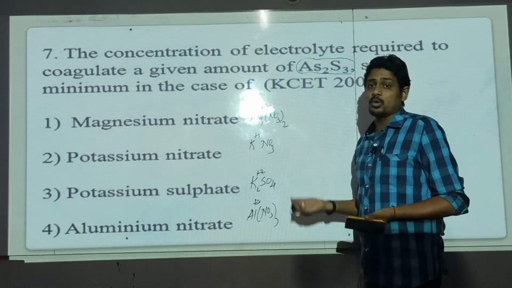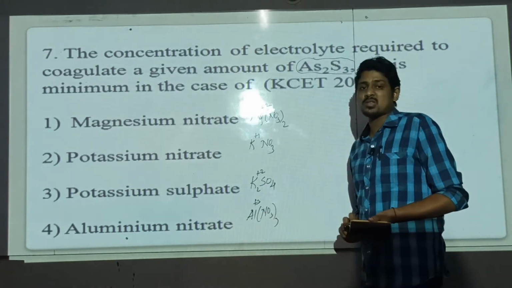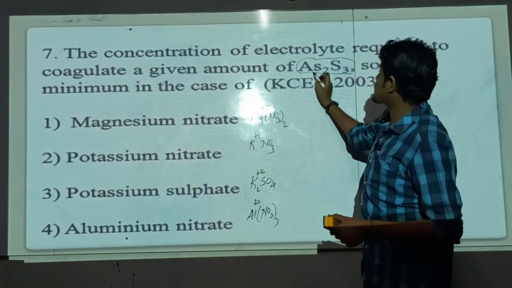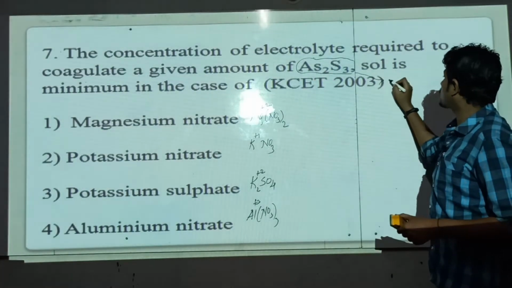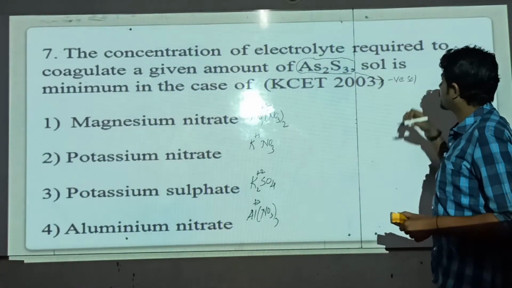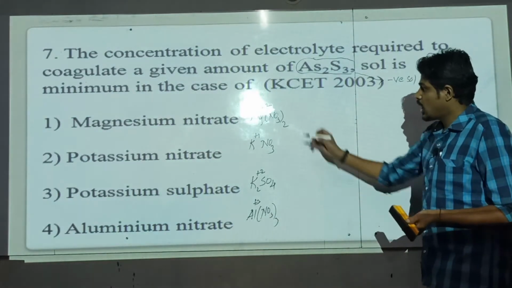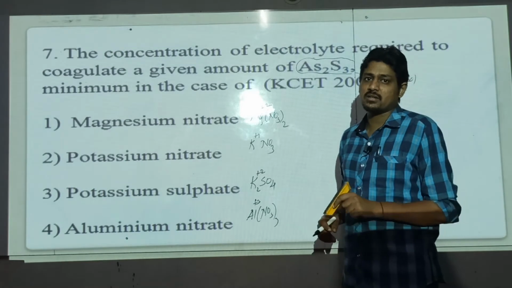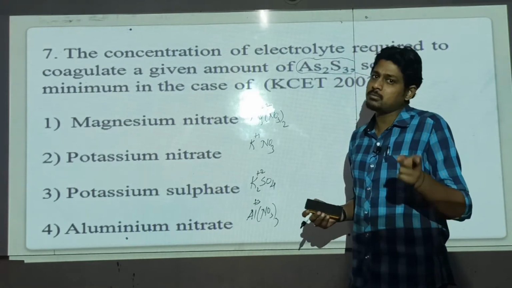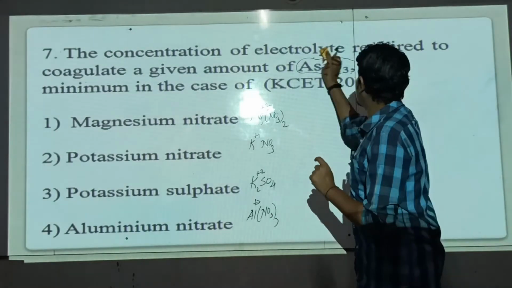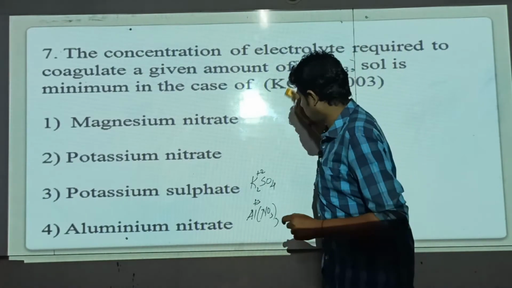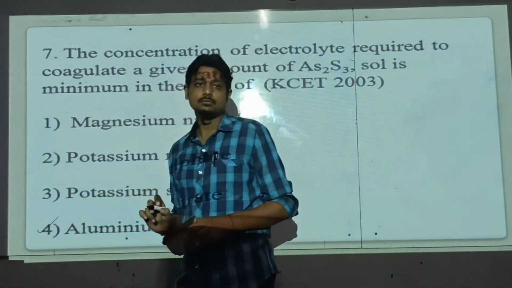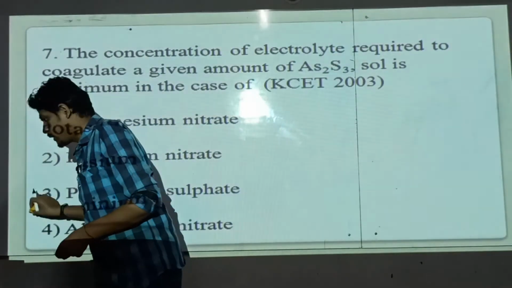So for the minimum amount required, the oxidation state of the cation should be higher. Now I will consider the cation. Why? Because arsenious sulfide is a negative sol, and all these ions are positive. So the cation having the higher oxidation state will be required in the minimum amount. So your answer will be the fourth one, aluminium nitrate. This is your answer.